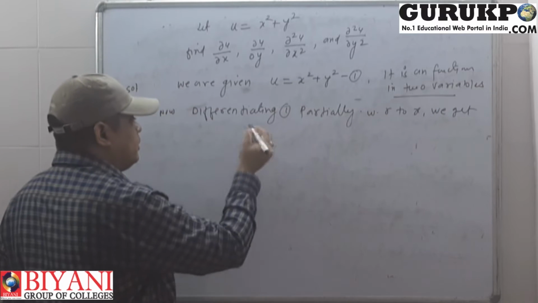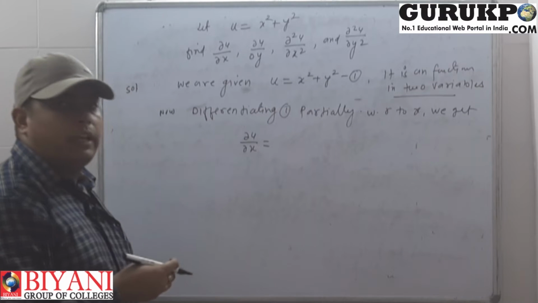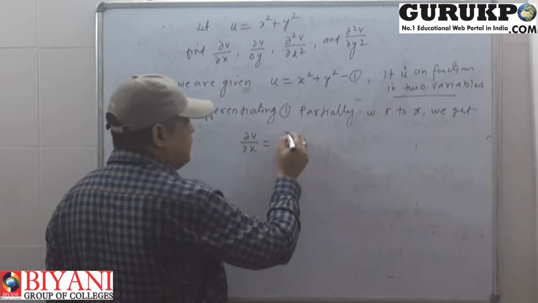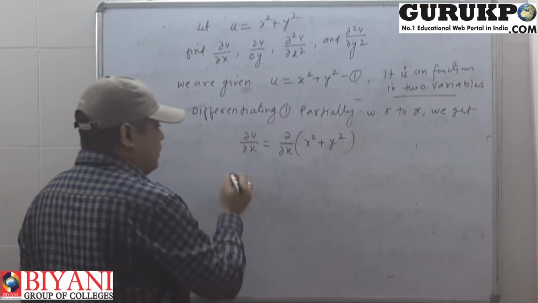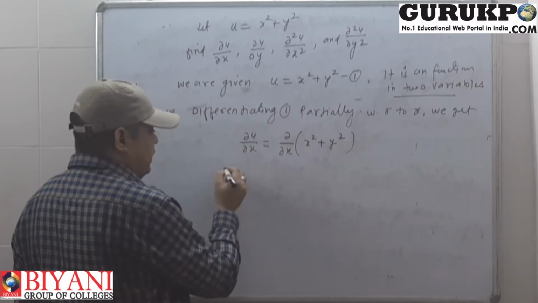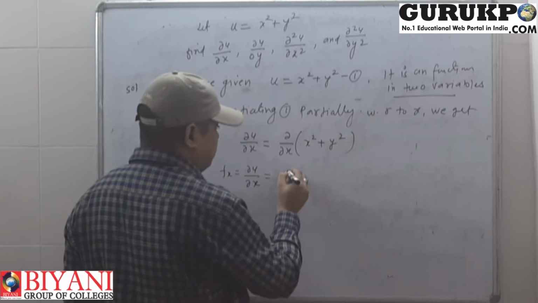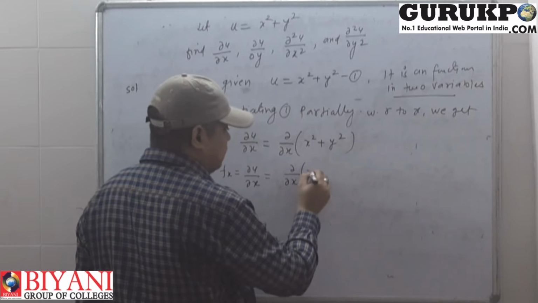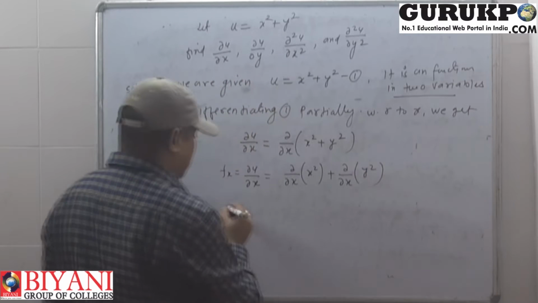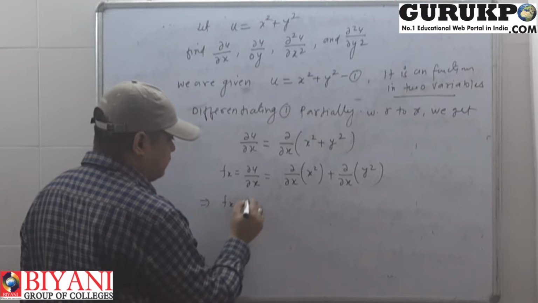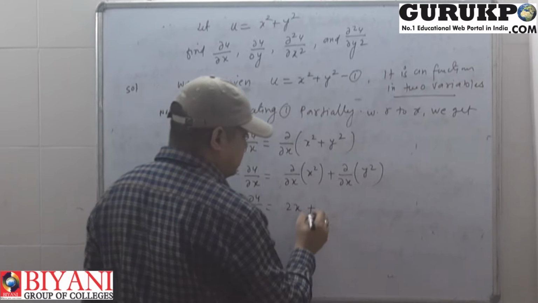So we know how we will deal with del u by del x. We will apply the operator on both sides, and we find del u by del x equals del by del x of x square plus y square. This operator and this derivative can be written as f of x, del u by del x, equal to del by del x of x square plus del by del x of y square, and this will become 2 of x plus.